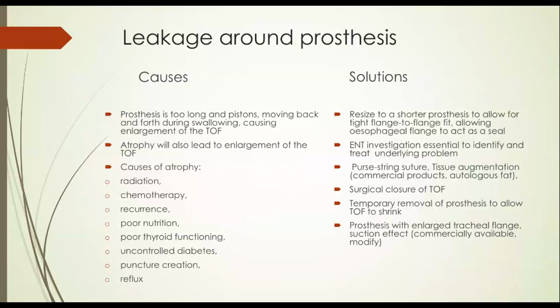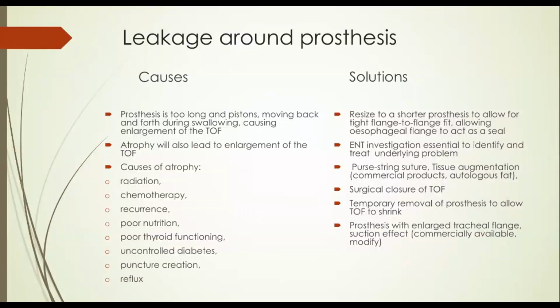There can also be atrophy that can lead to the enlargement of the trough. And the causes of atrophy, this is where we need to investigate why is this happening. So it can be as a result of radiation treatment. We know radiation has very many side effects. Chemotherapy is another cause of atrophy. There can be recurrence, so again, we will refer to the ENTs just to investigate to see what is going on, what's causing the atrophy.